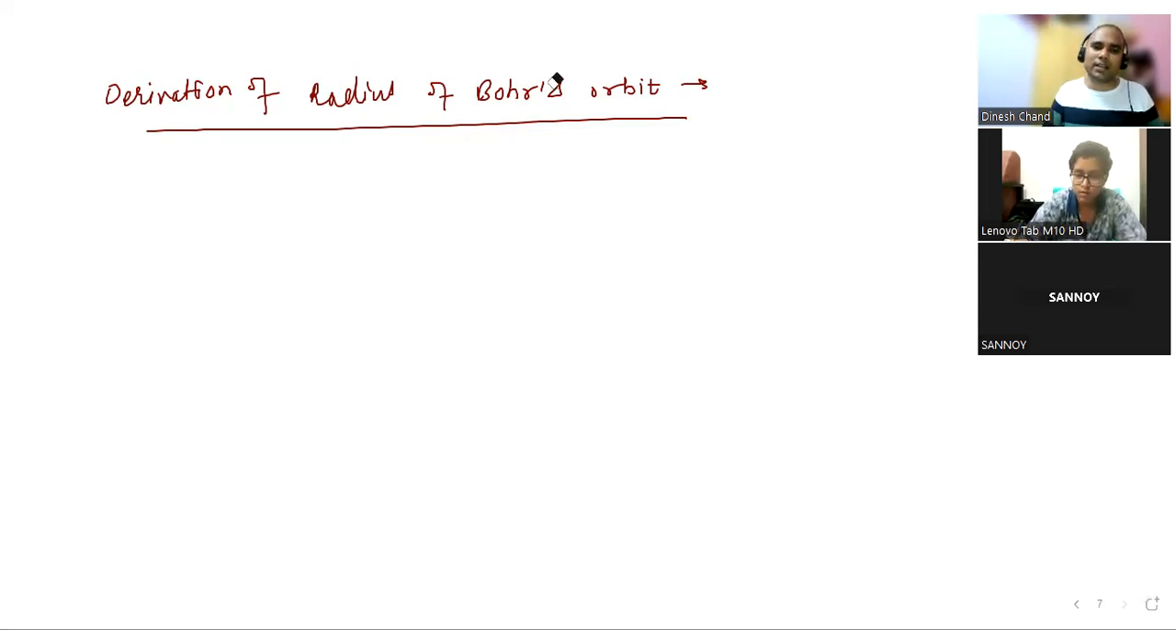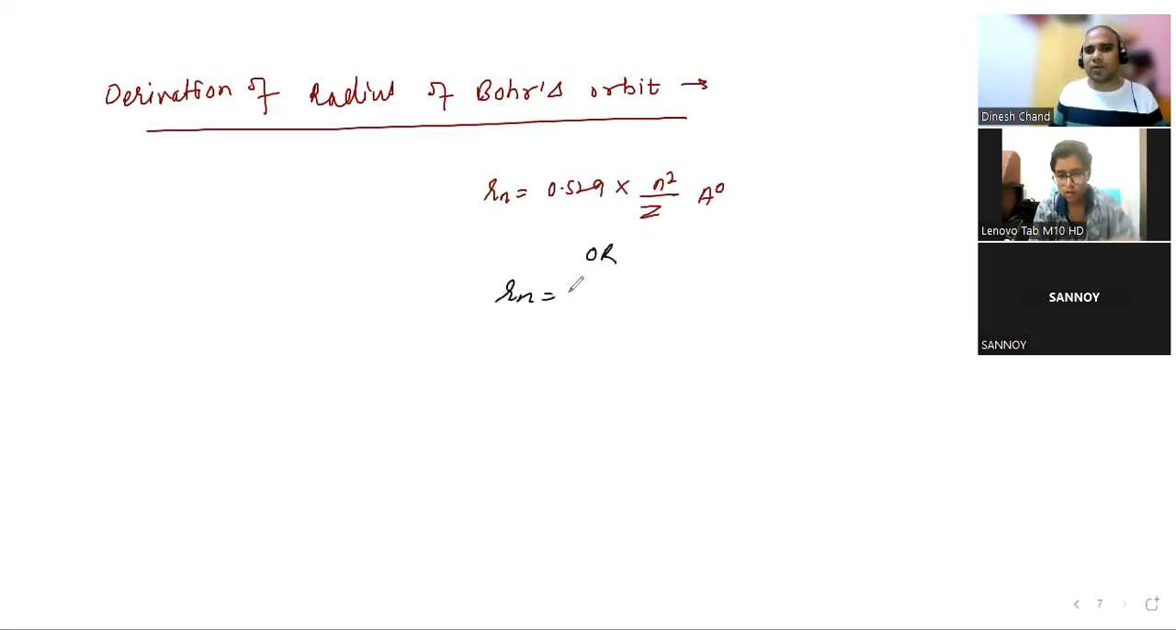Suppose the radius is there, here I am writing the radius. So Rn is equal to 0.529. This value you can memorize, there is no problem. But here is the formula, in the formula it is n square by Z. It will be in Angstrom. What the student generally misses here is this: this value they can memorize, 0.529 automatically you memorize, but sometimes this gets confused.